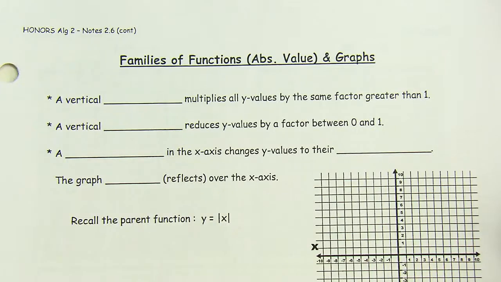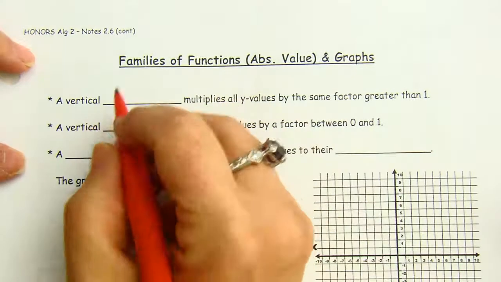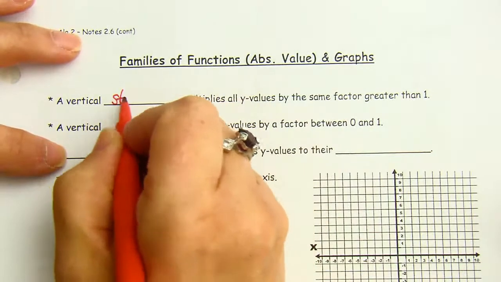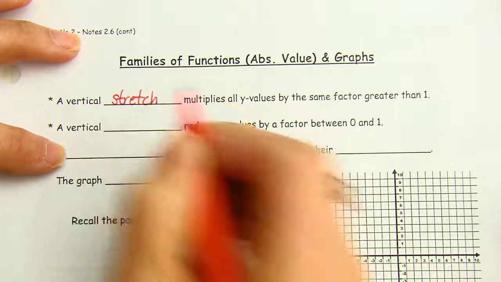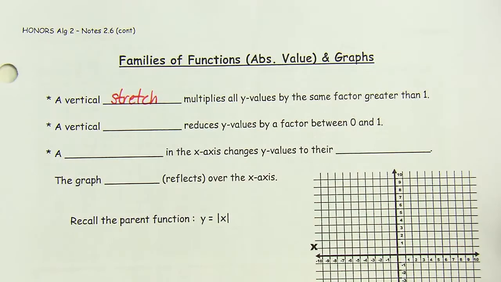Okay, Honors Algebra 2, notes on Chapter 2, Section 6, continued with families of functions, absolute value, and graphs. We talked about how we had shifting up, down, left, right. Now we're going to talk about stretching and shrinking. So a vertical stretch multiplies all y values by the same factor greater than 1.